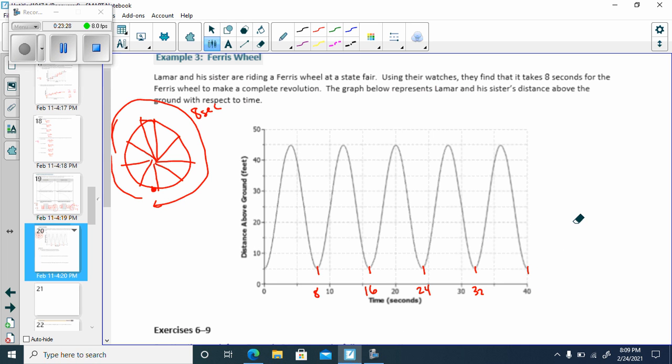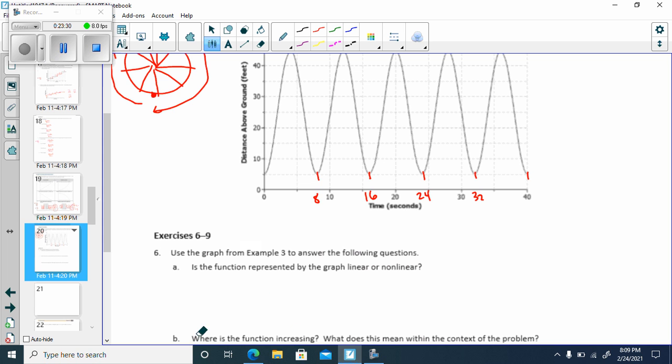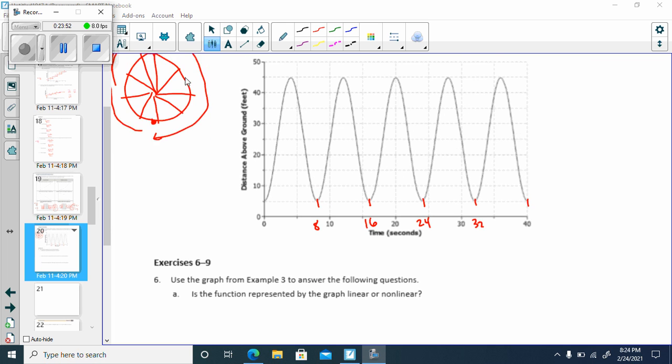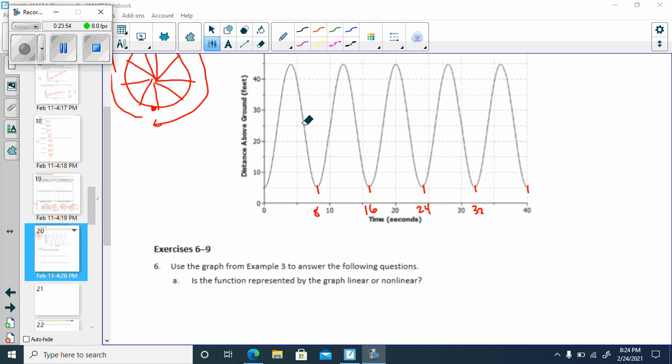Okay, let's see what they're asking me here. Is the function represented by the graph linear or nonlinear? Well, this is not linear because look, it goes up and down and up and down. That's definitely not linear. The first question says, is the function represented by the graph linear or nonlinear? It's definitely not linear because it's going up and down and up and down. Okay, so it is nonlinear.